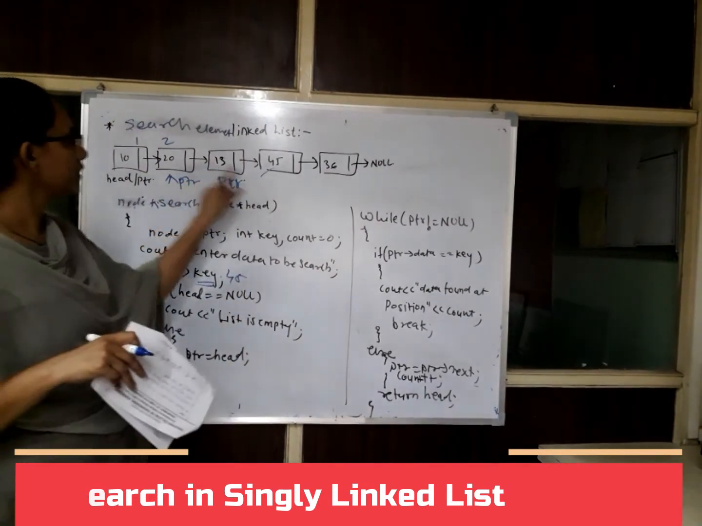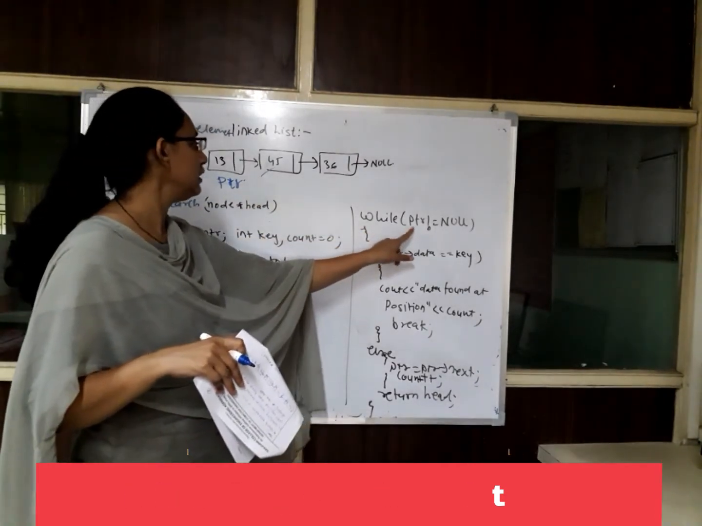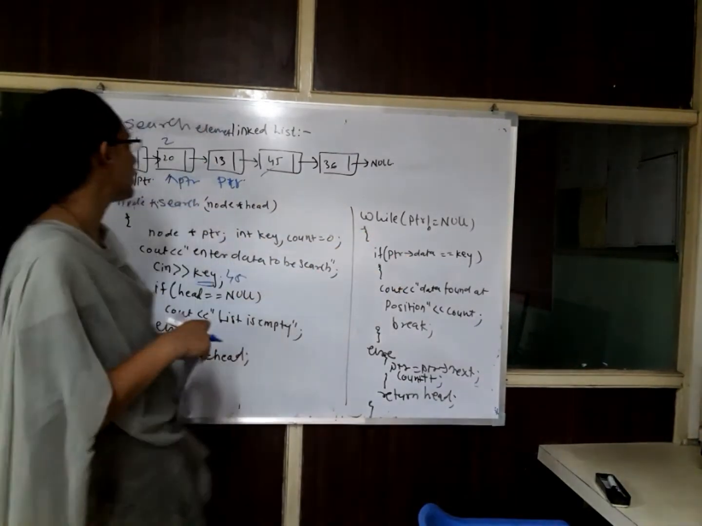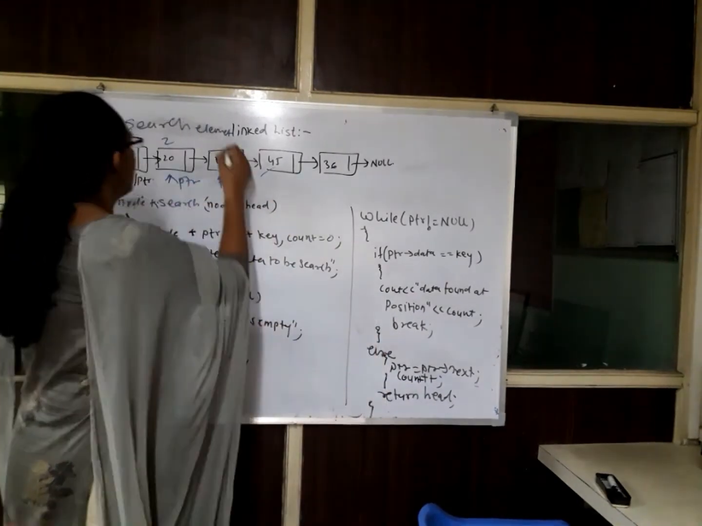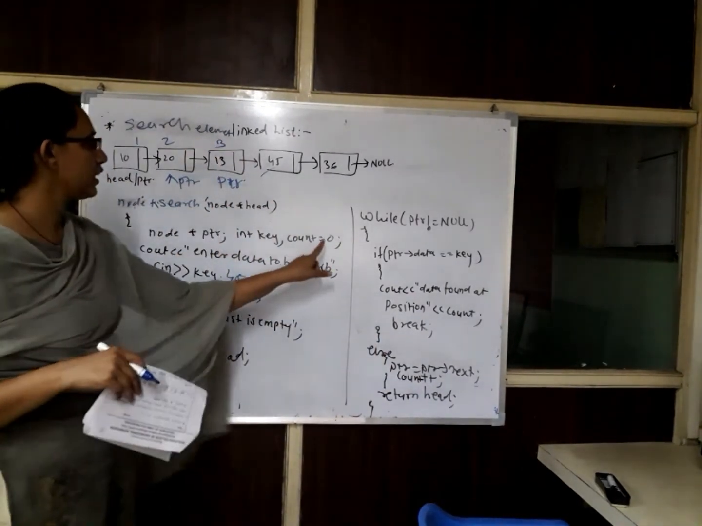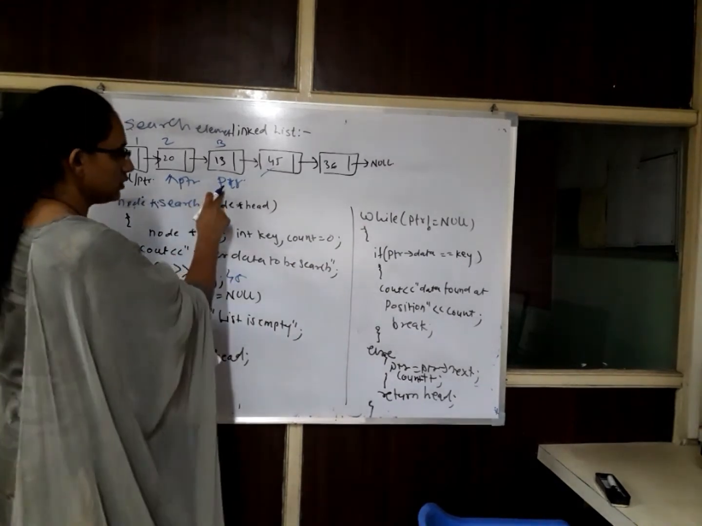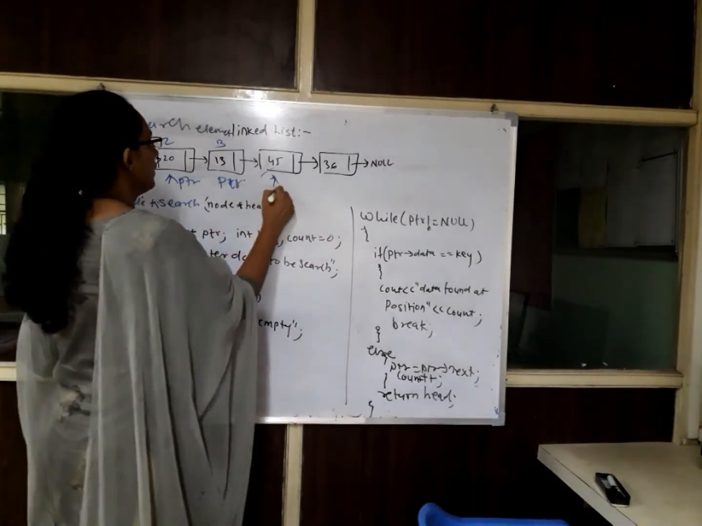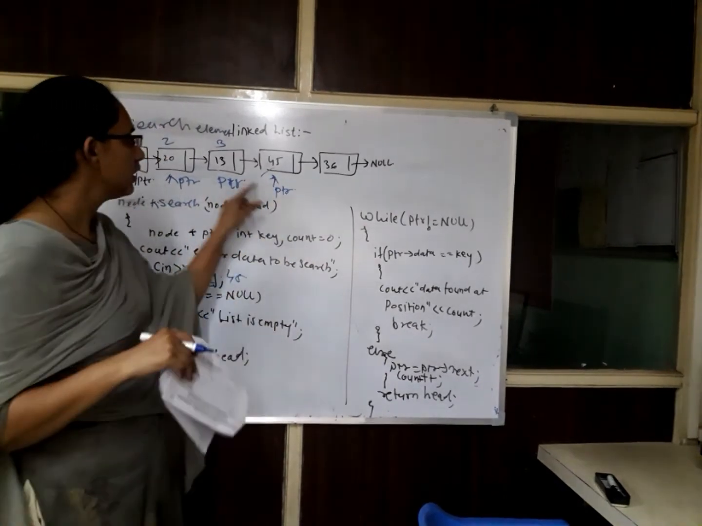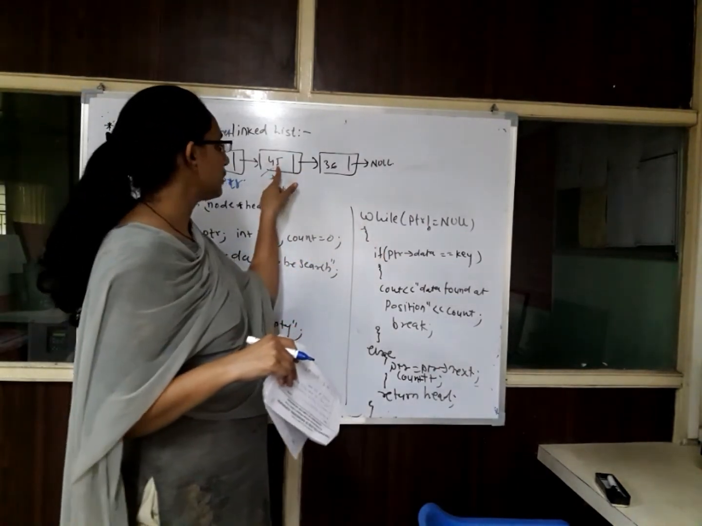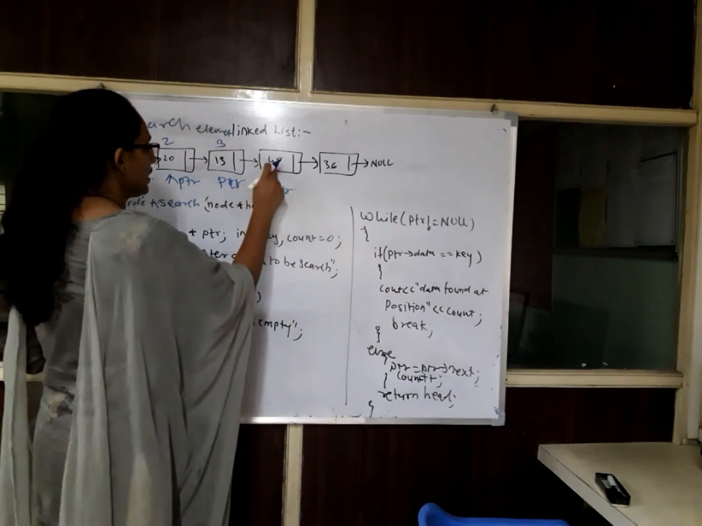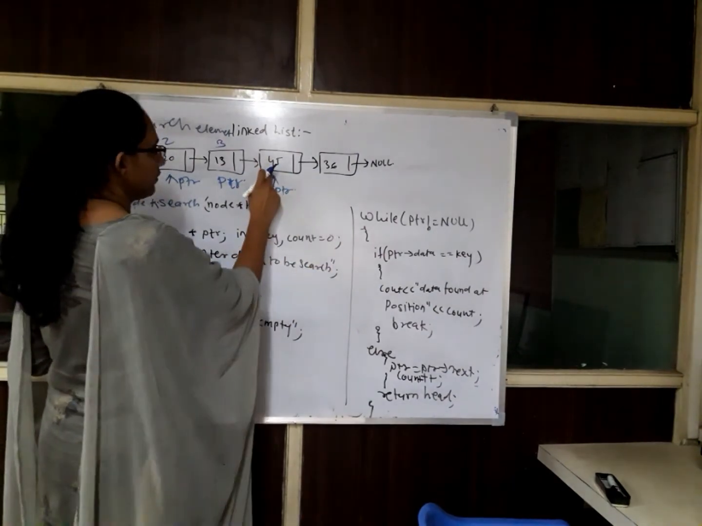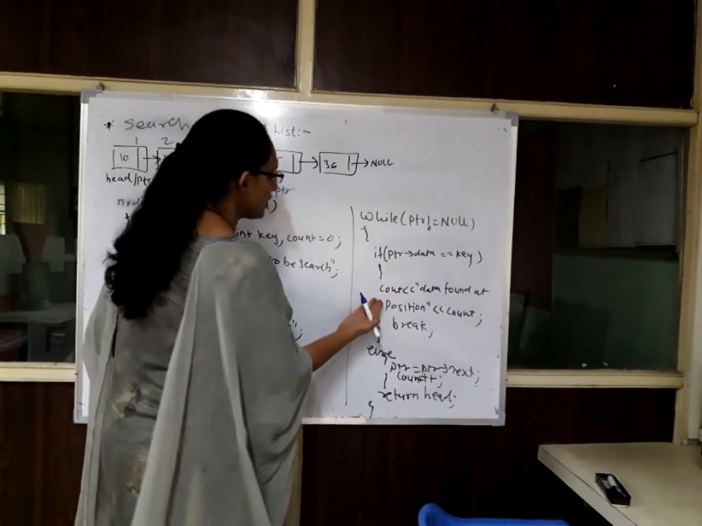Now check whether pointer is not equal to null. The condition is true, so we check whether pointer data is equal to key. No, so it goes in the else part. Increment count. Initially the count value is 0, so increment count and move pointer to next. So the pointer is here. Check pointer is not equal to null. The condition is true. Check pointer data is equal to key. Yes, key is 45. Yes, so it goes in this block.